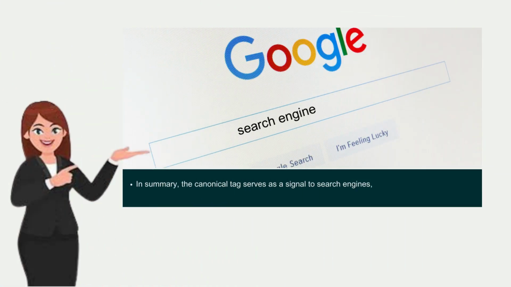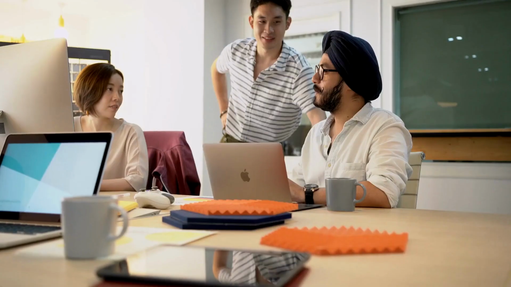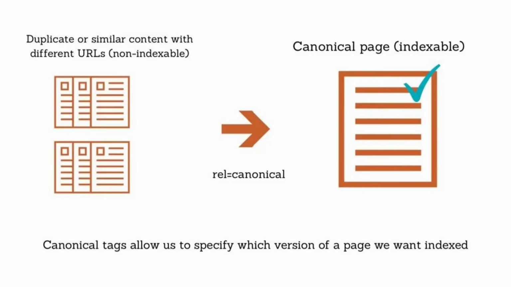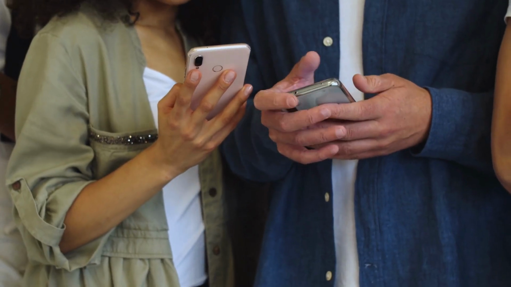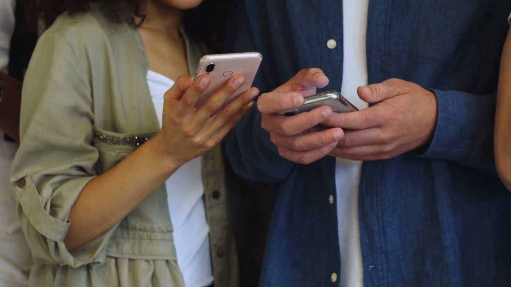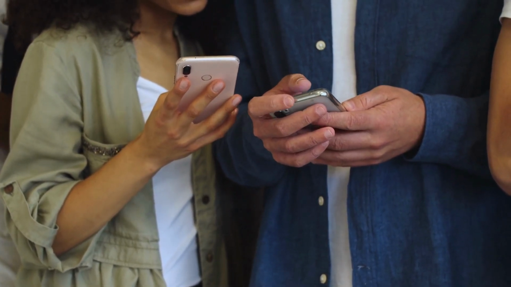In summary, the canonical tags serve as a signal to search engines, guiding them to focus on and index the designated page while disregarding duplicate alternatives. Implementing canonical tags is indeed a valuable best practice to avoid duplicate content issues. Another crucial aspect is optimizing your website for both desktop and mobile devices. Emphasizing the mobile experience is particularly important as many users now initiate their browsing on mobile devices.